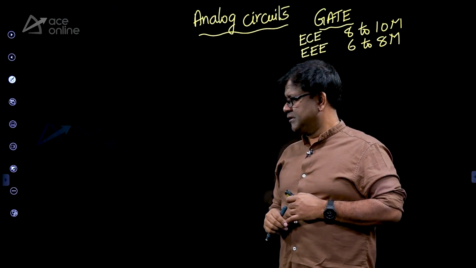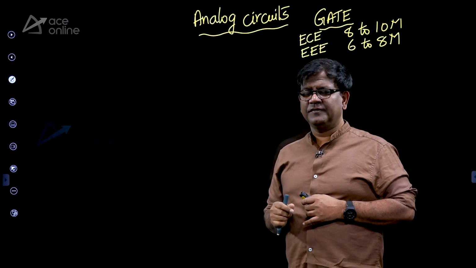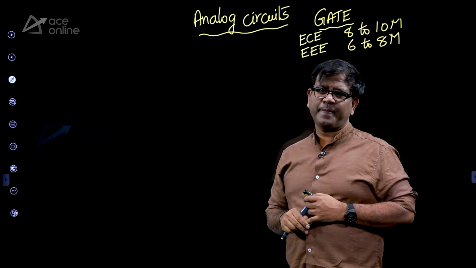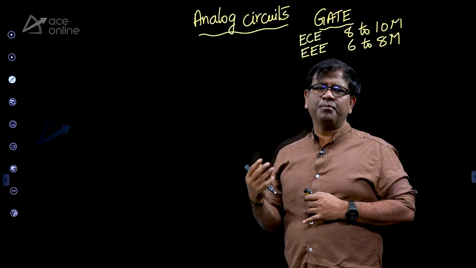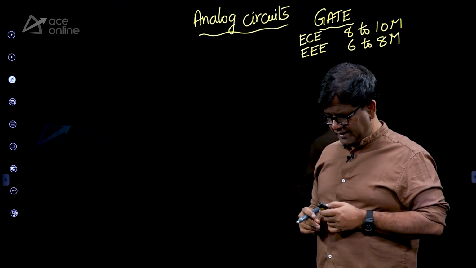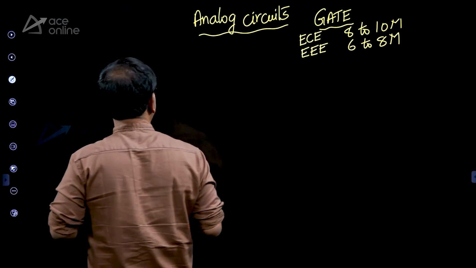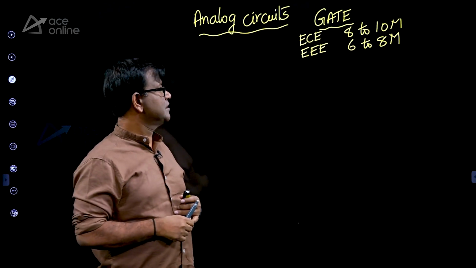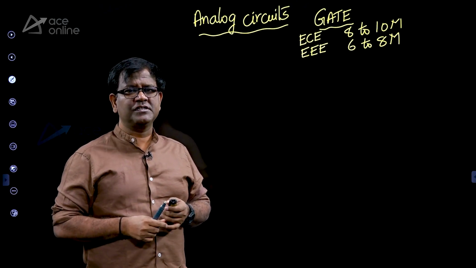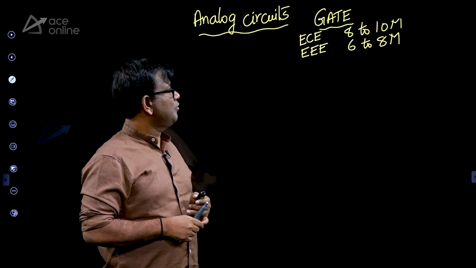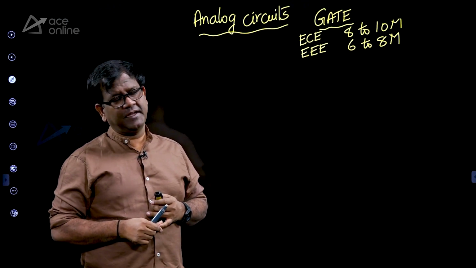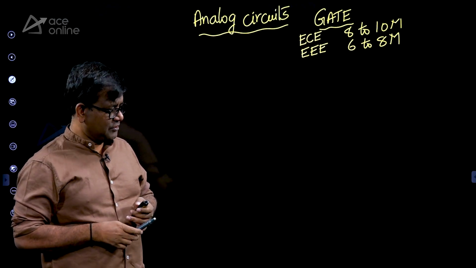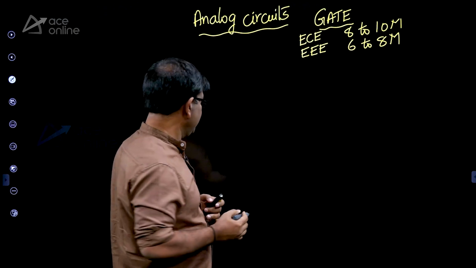So if some student is a beginner and he wants to study this subject in less amount of time, what should be the approach to study this subject? Okay, so let us see. And as you all know, for GATE exam, for EC students and EEE, this is a very important subject. You get around 8 to 10 marks. And for EEE students, from 6 to 8 marks you can expect. So what is the approach to study analog?